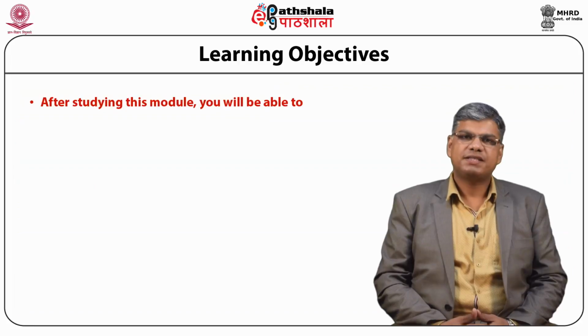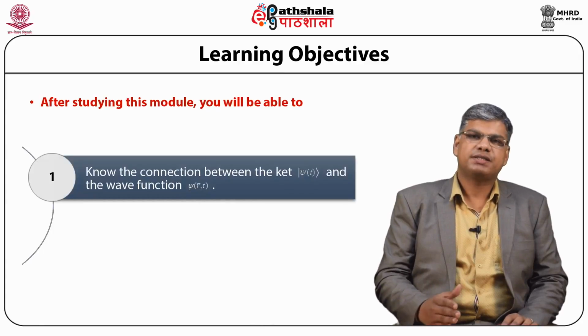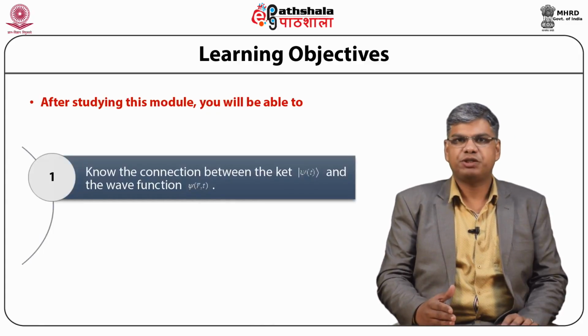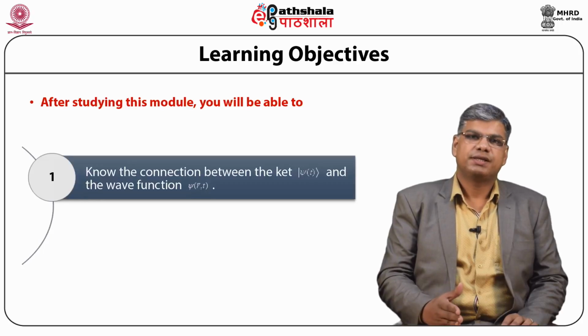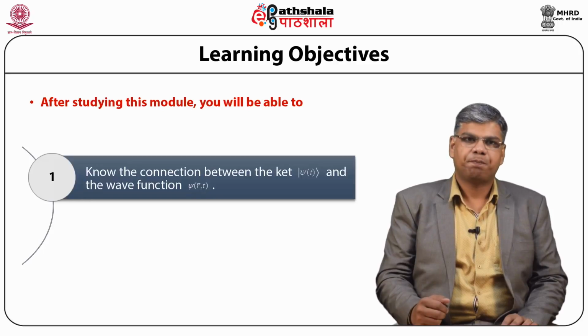Today, we are going to discuss a module, connection between ket vectors and wave functions, continuity equation and conservation of probability from the paper Quantum Mechanics 1. After studying this module, you will be able to know the connection between the ket vector psi as a function of time t and the wave function psi as a function of position vector r and time t.